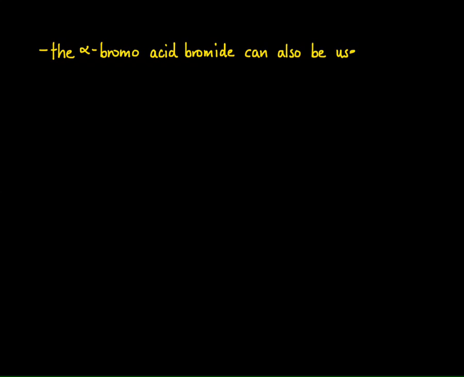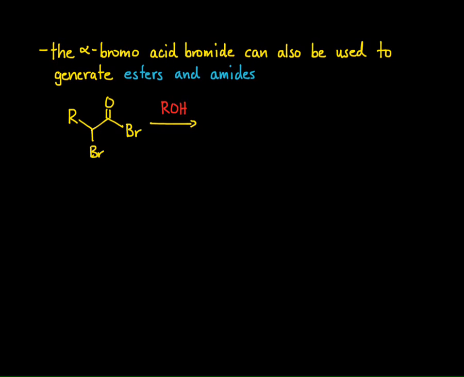One of the things that we can also use the alpha bromo acid bromides for is to make esters and amides. We saw previously that acid halides can make esters and they can make amides, and certainly I can take an alpha bromo acid bromide and treat it with an alcohol and make an ester. So here I have an alpha bromo ester that I can produce fairly readily. So instead of using water to make a carboxylic acid, I can add an alcohol to make an ester.